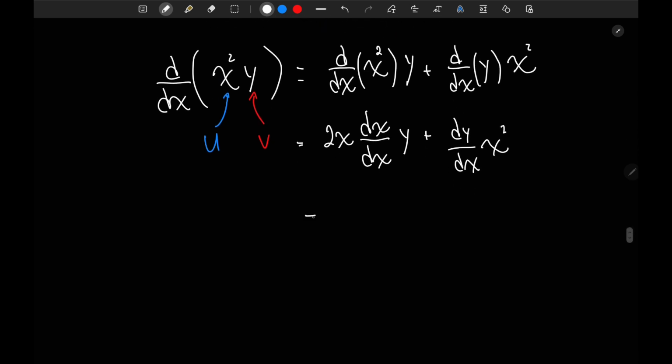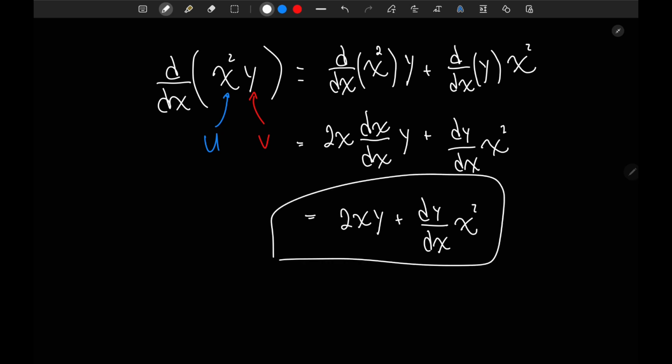And the only thing left to do here is simplify our dx/dx, which simplifies to 1. So we'll have 2xy plus dy/dx x squared. And so that's our final term in this case. And so this is how we use the product rule with implicit differentiation. So let's jump into some examples like this.